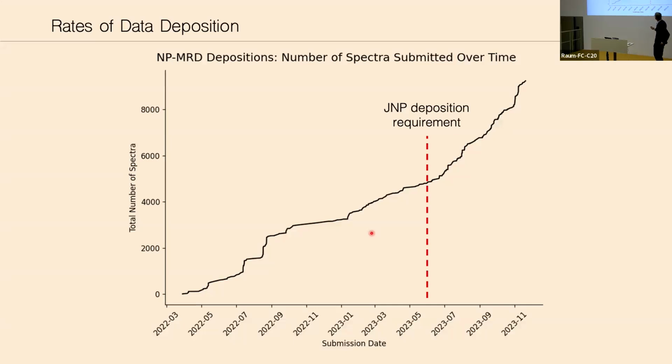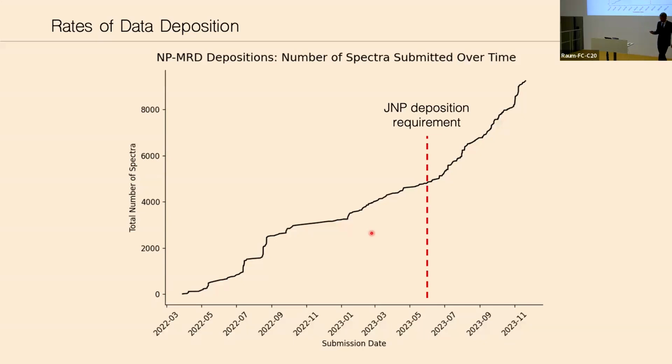And I put this red line on here. So JNP is the Journal of Natural Products. So this is an ACS journal. It's one of the places that publishes a lot of new natural product structures. And they were the first journal I know which mandated NMR deposition as part of the publication process. So if you publish a paper there which reports new natural products, you're now required to put the raw NMR data in the public domain somewhere.